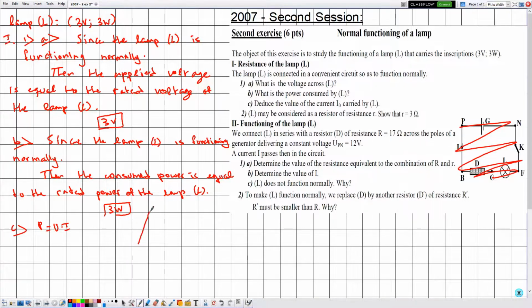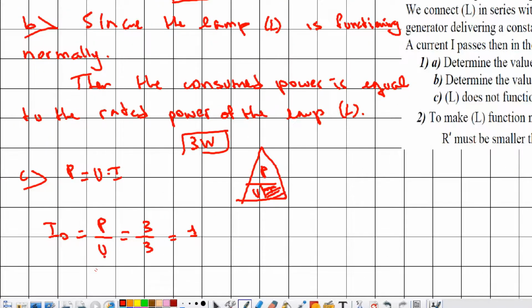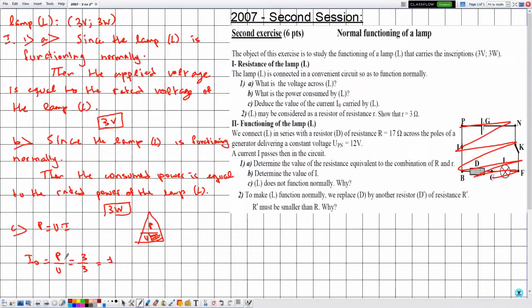Now constructing the triangle of this formula, P will be at the top, U and I at the bottom. We are interested in calculating the value of I, which is denoted by I0 in this case. Then I0 will be equal to P divided by U. Now the value of P is equal to 3 and the value of U is given by 3. This is equal to 1. Since P is in the SI and the value of U is in the SI, the value of I0 will be in the SI, which is amperes. Then I0 is equal to 1 ampere.